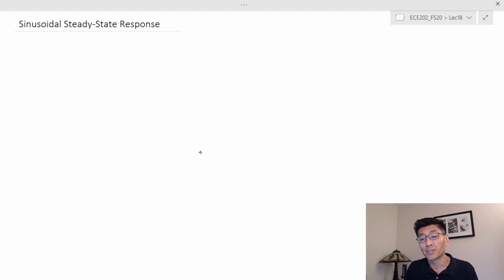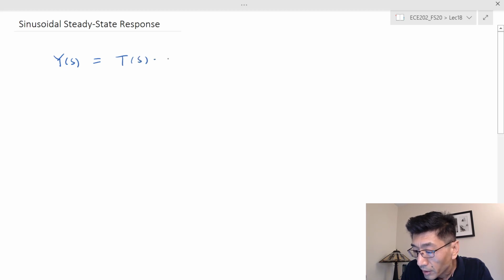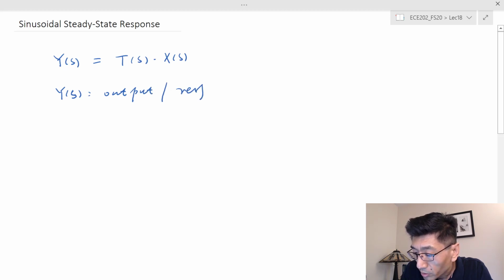So the sinusoidal steady state response of the transfer functions is quite important. So let's start with our original notation. We have the output response transform Y(s) equal to T(s) times X(s), right? And we know Y(s) is the output or the response, also called the response transform.